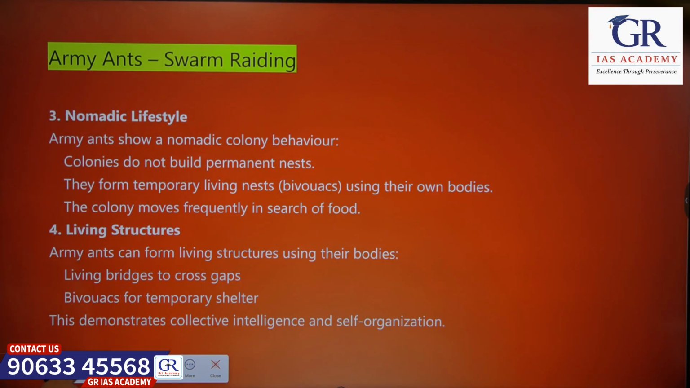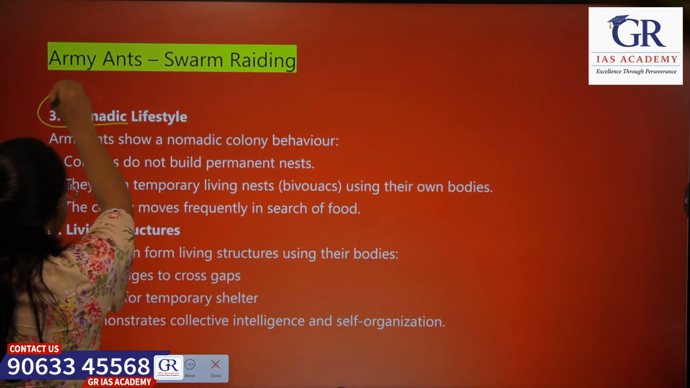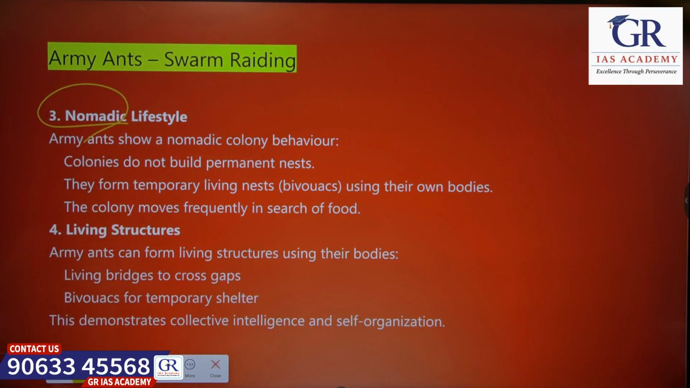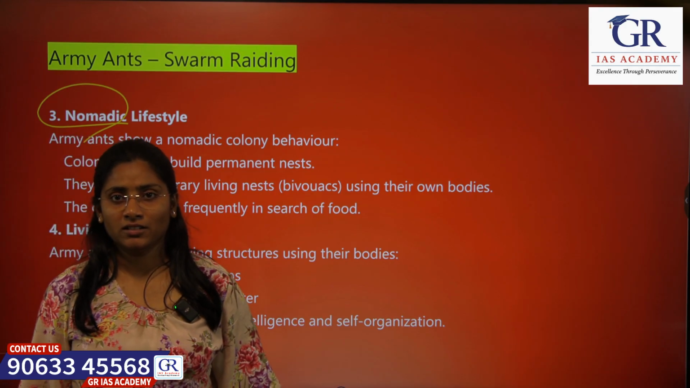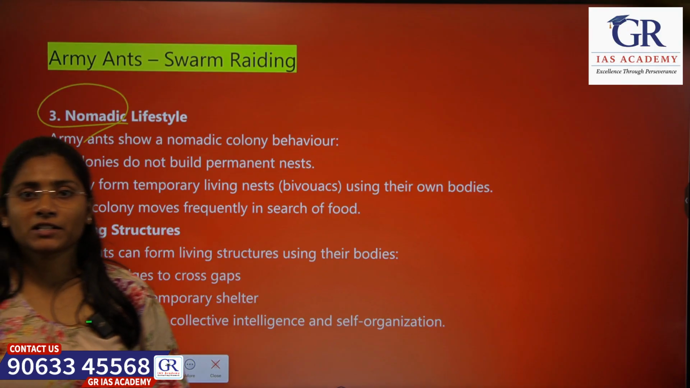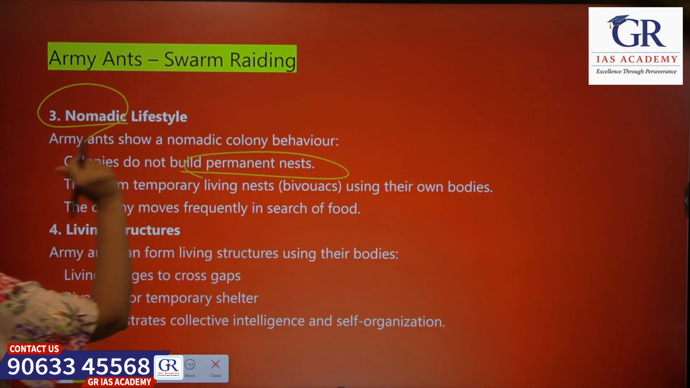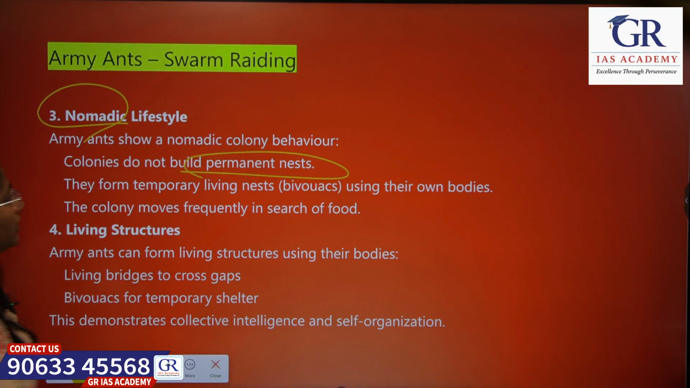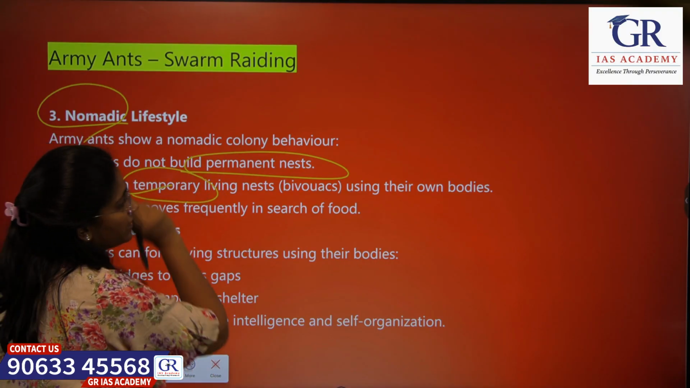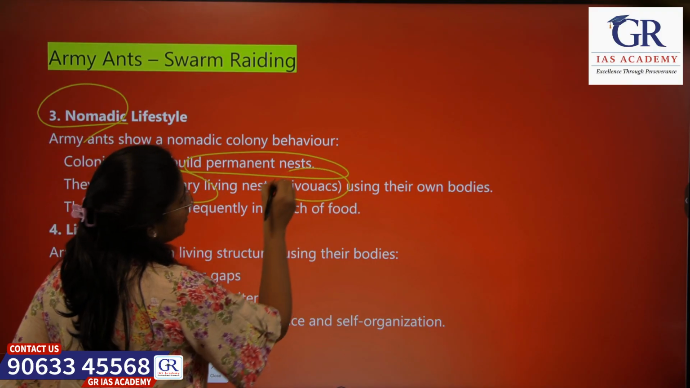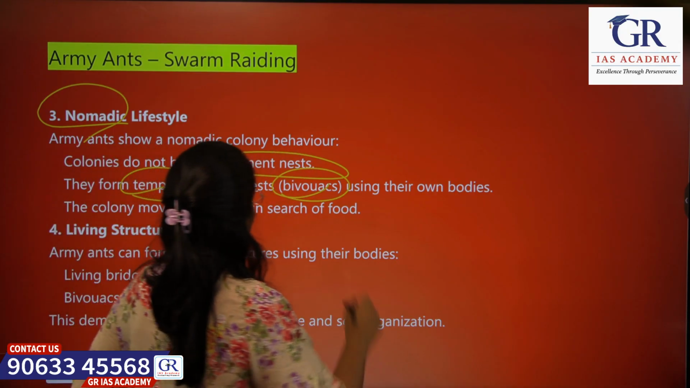So what is their lifestyle? How do they live? They live in a nomadic lifestyle. They don't have any permanent nest. They move from one place to another place. So what do they do then? They will build a temporary nest which is called a bivouac.